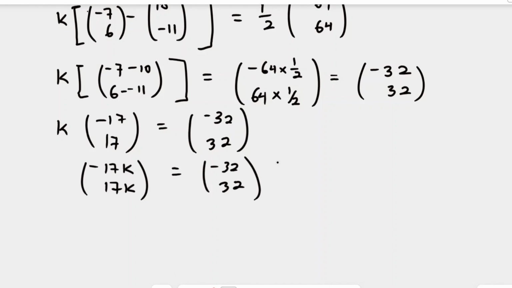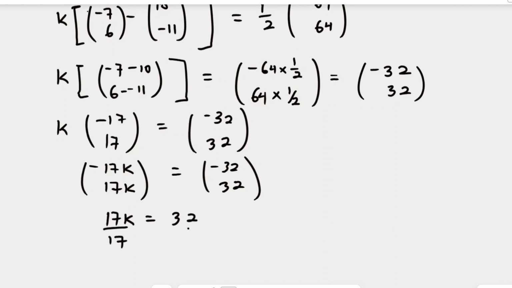Now, these vectors are equal, and because of that, their corresponding components are equal. We have k in the x component, and we also have k in the y component. So if you want to find the value of k, you can use any of the components. I want to use the y, because I want to do away with the negative. So let me take 17k equal to 32. To find the value of k, I have to divide both sides by 17.